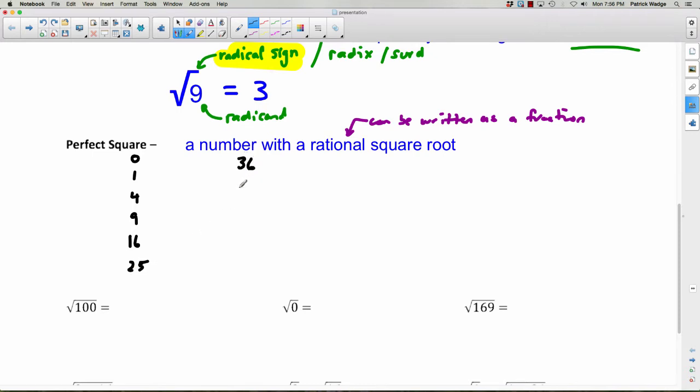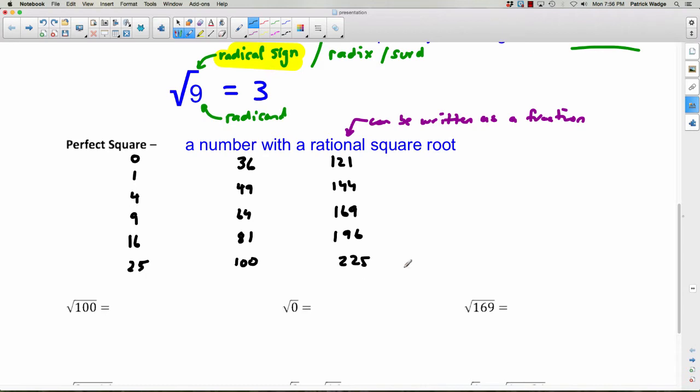That's a perfect square. 7 times 7 is 49. 8 times 8 is 64. 9 times 9 is 81. 10 times 10 is 100. These are all perfect squares. 11 times 11, 121. 12 times 12, 144. 13 times 13, 169. 14 times 14, 196, and 15 times 15, 225.